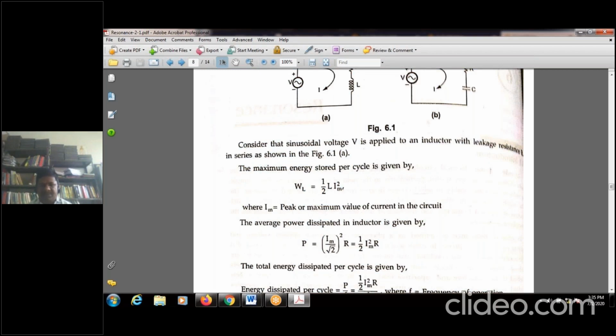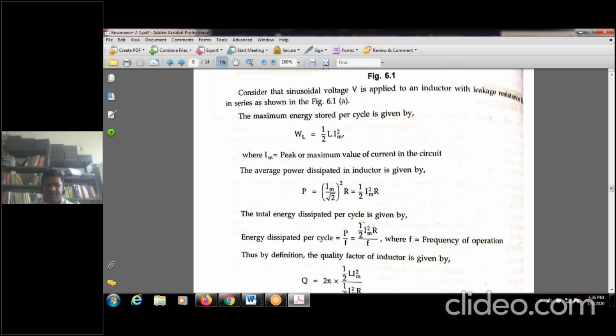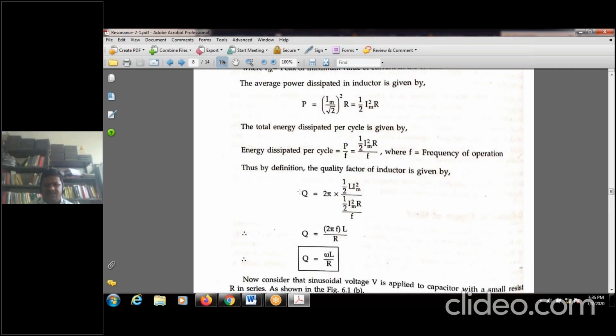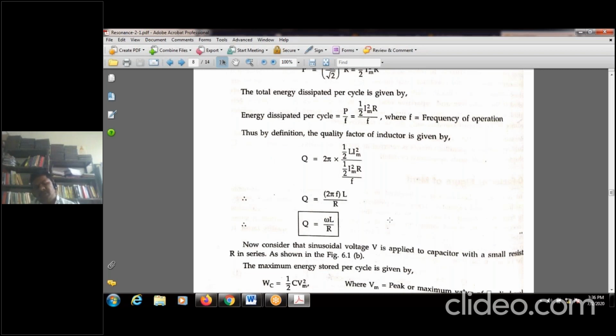Now coming to the power. The average power dissipated in the inductor in terms of the RMS value, Im by root 2, whole square, into R, is I square RMS into R. So (Im by root 2) whole square into R is equal to 1 by 2 Im square into R. Similarly, the total energy dissipated per cycle is the power P divided by F. Then substituting in Q and 2 pi, finally we get Q is equal to omega L by R.